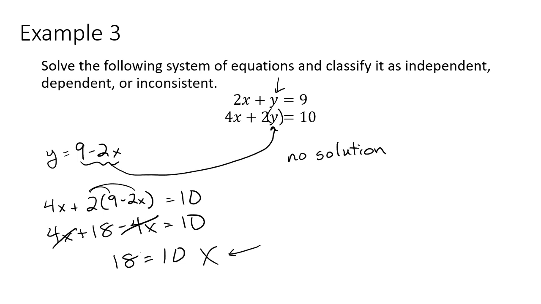This is what it looks like when you get an equation with no solution. If your variable cancels out and you get an untrue statement like this, that means that these lines were actually parallel to each other. They had the same slope. So no solution to this system, which means we would classify this as an inconsistent system of equations.